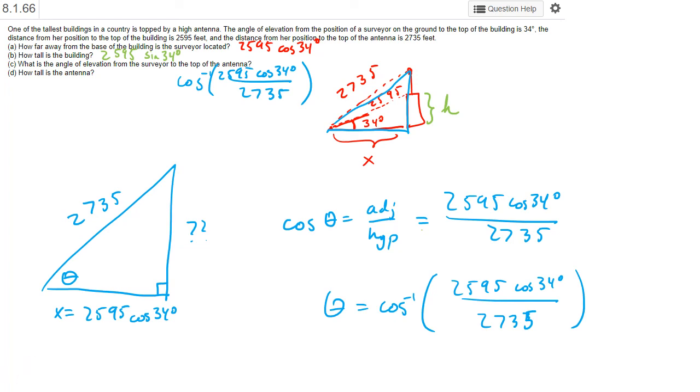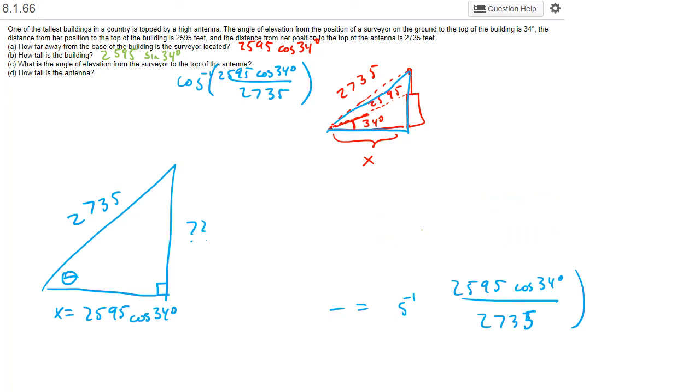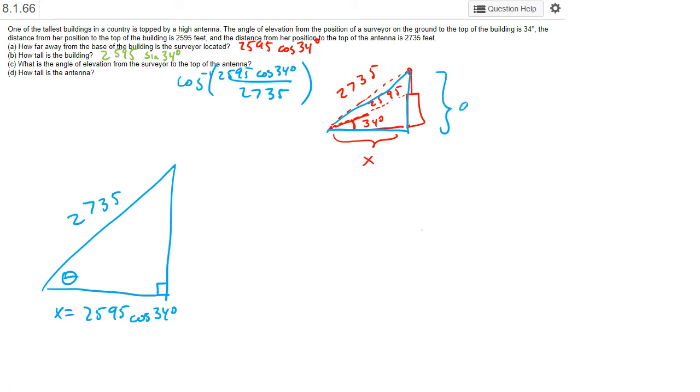And finally, what is the height of the antenna? So, to find the height of the antenna, we need to essentially do two steps. The first is going to be, can we find the height of the building plus the antenna? And then I can subtract the height of the building to get the height of the antenna. So the height of the antenna plus building, let's just call it y, is this height here.